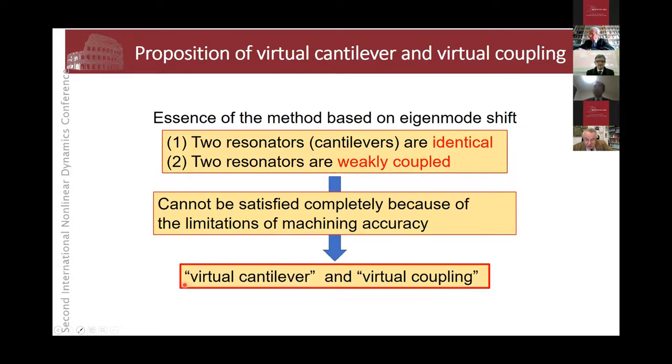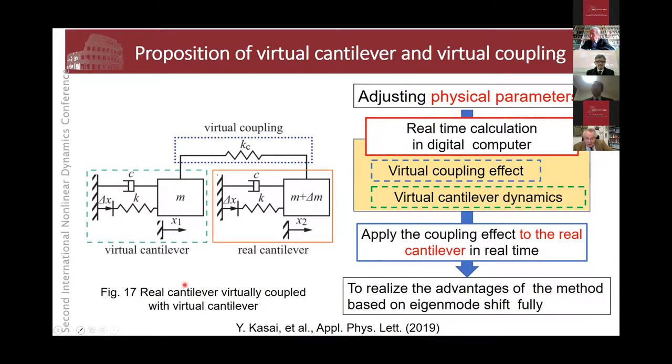To realize the advantage of this method fully, we propose the concept of the virtual cantilever and the virtual coupling. In these concepts, one of the real cantilevers is replaced by a virtual cantilever, which is then virtually coupled with the remaining real cantilever. The virtual cantilever dynamics and the coupling effect on the real cantilever are calculated in real time using a digital computer. In this system, we can adjust the physical parameters of the virtual cantilever and tune the virtual coupling stiffness to be low in the digital scheme.